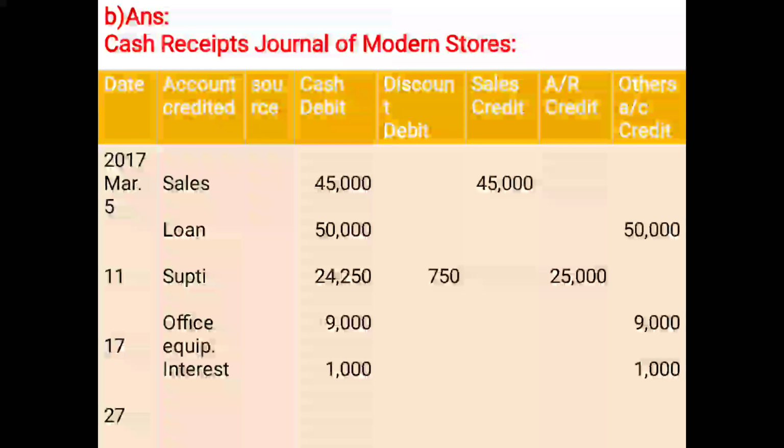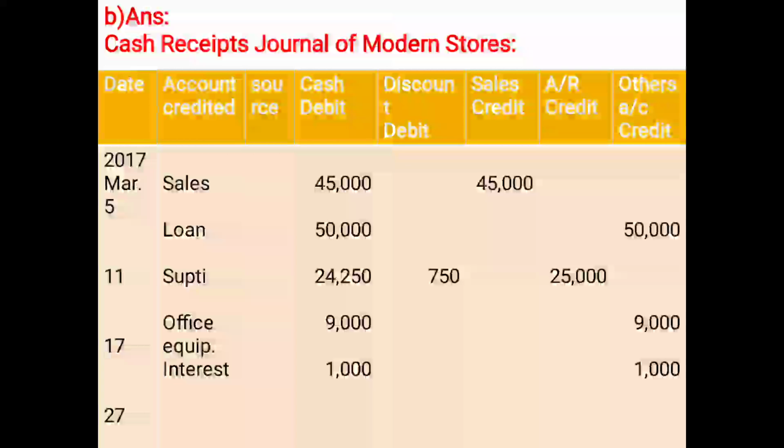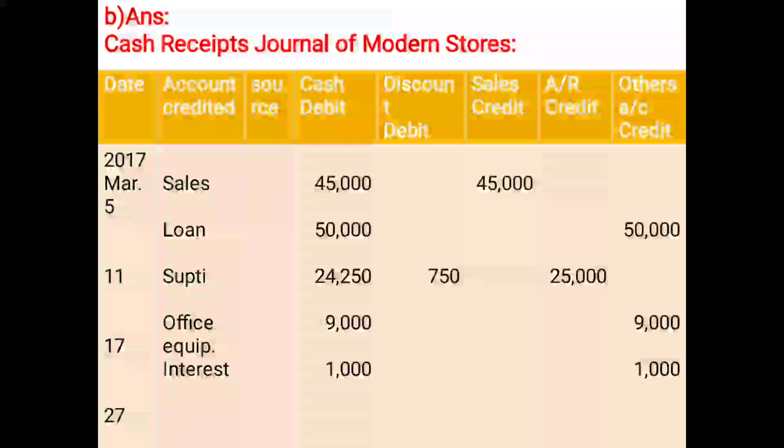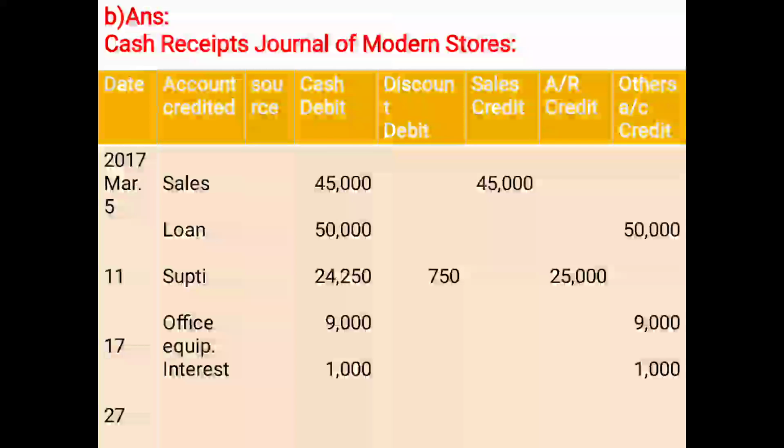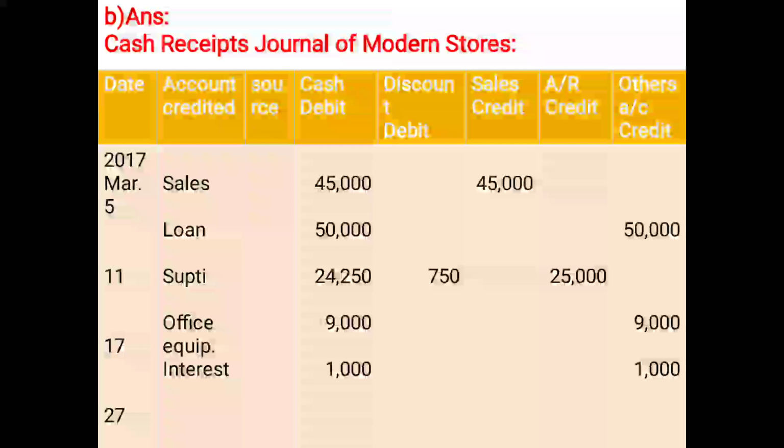Dear learners, the next transaction is March 27, old computer sold. In this transaction 2 accounts are involved: cash account debit, office equipment credit. So the office equipment account is written in the account credited column, and 9,000 for the debited cash column, and the others account credited for taka 9,000 for this transaction.